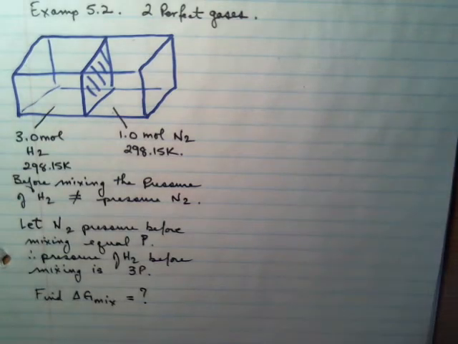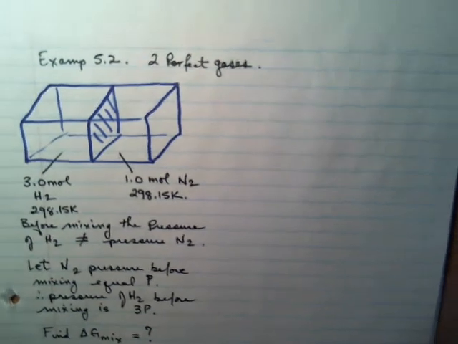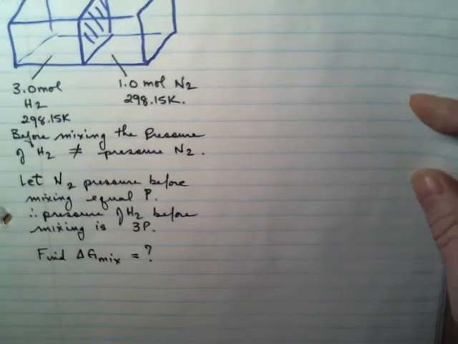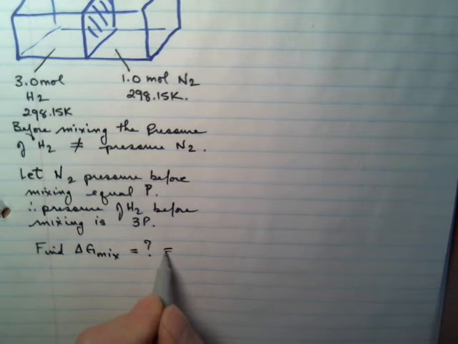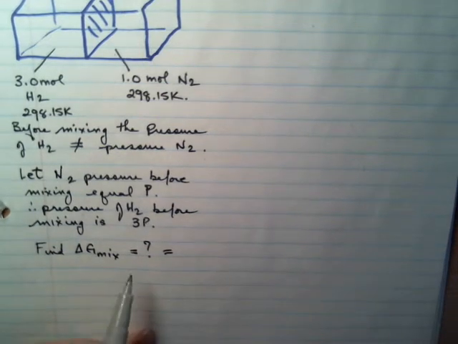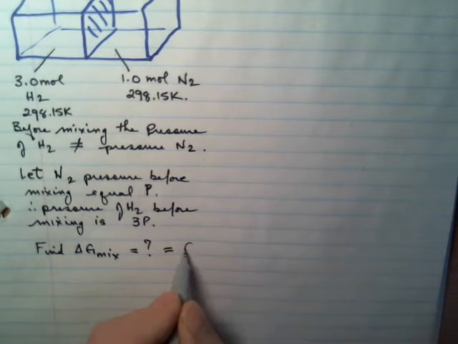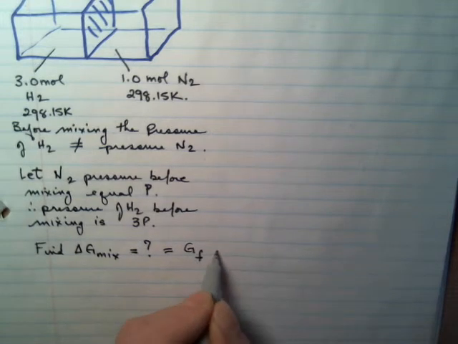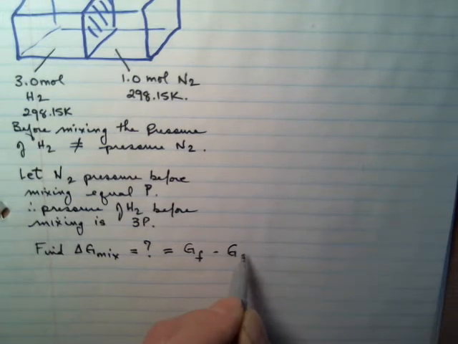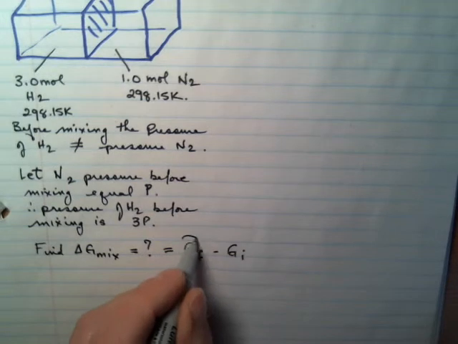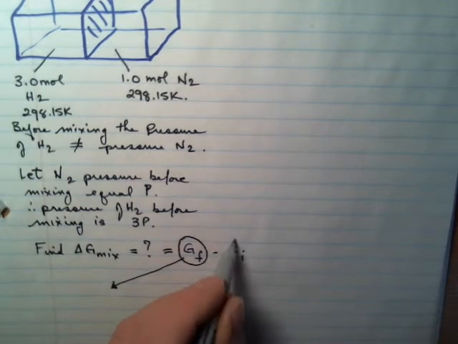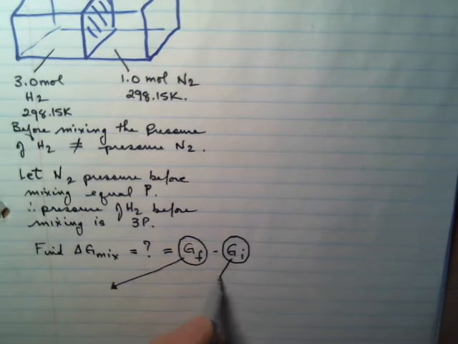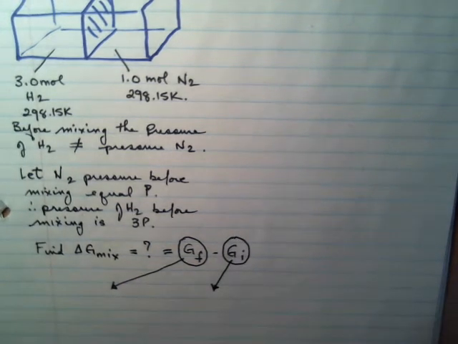Okay, so what do I do? Well, I revisit the idea that this delta G of mixing is equal to the total G of the final state minus the total G of the initial state. My final state is the mixed state, so I'm going to define that over here, and my initial is the unmixed state. Okay?